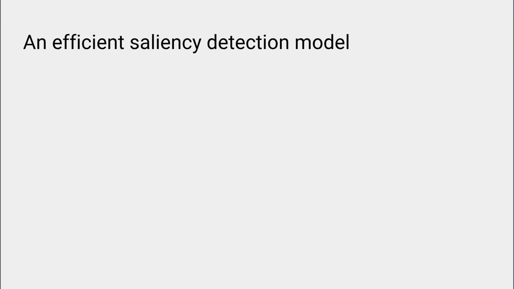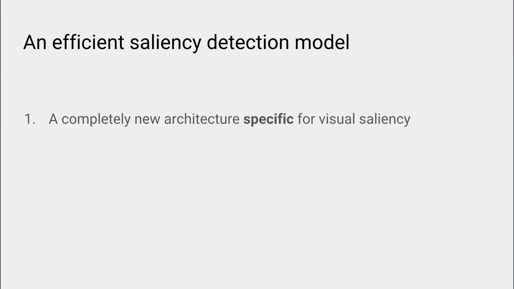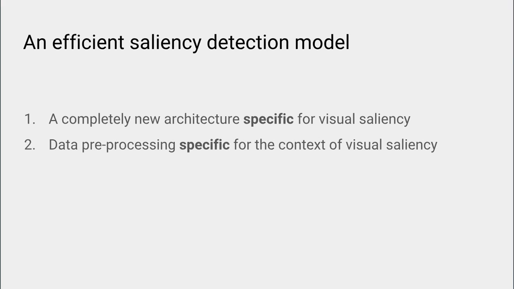To obtain such an efficient model, our work proposes to elaborate a deep learning model with, 1, a completely new architecture specific for visual saliency detection. Removing dependency on classification pre-trained models allows for a new layout that uses fewer parameters. And 2, data preprocessing specific for the context of visual saliency. As in the case of idea 1, not using a model originally trained for other tasks allows for more flexibility regarding the data processing we apply to the input images. We can thus apply processing methods that are known to be useful in the visual saliency context.